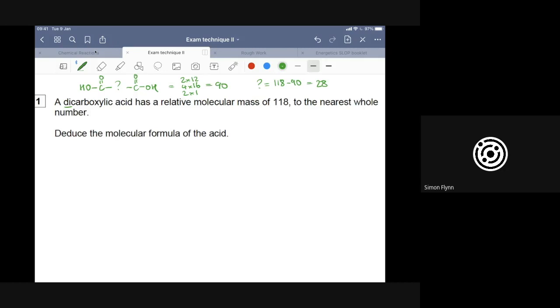So do you know what? I'm going to go with 2 carbons. So that's going to give me 24. So I'm then lacking 4. We know that we normally have hydrogens. What would they actually be in the middle? Well, they would be CH2.